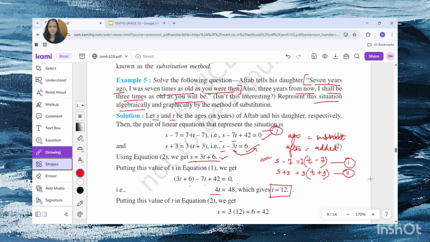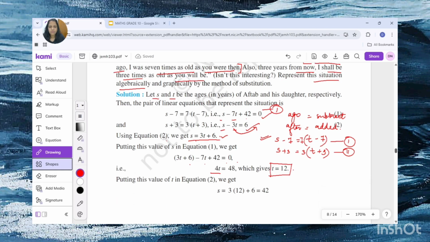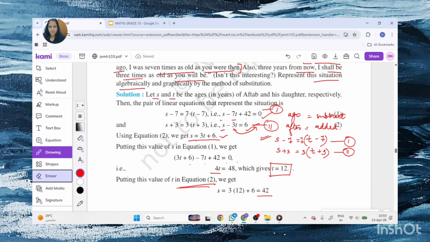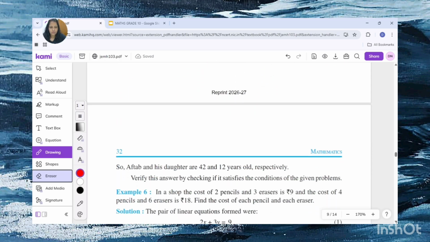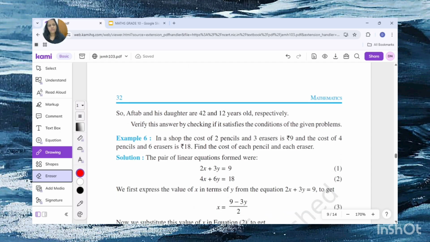Now put this value in either equation number 1 or equation number 2 to find the value of s. So s is equal to 3 into 12. We used equation number 2. We substituted the value of t in equation number 2. So s is equal to 3 into 12 plus 6 is equal to 42. And from here we derive the value of s as well. So this is how you need to use the substitution method in order to solve the equations in case of word problems also. So Aftab and his daughter are 42 and 12 years old.